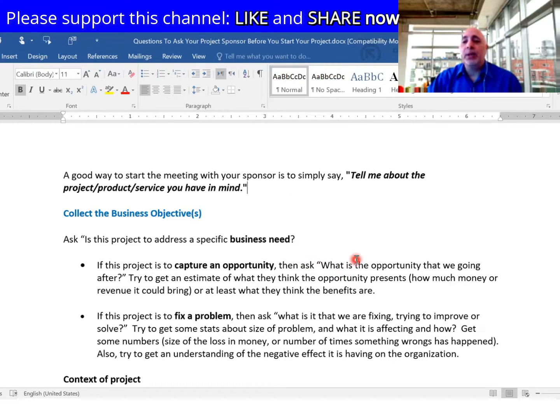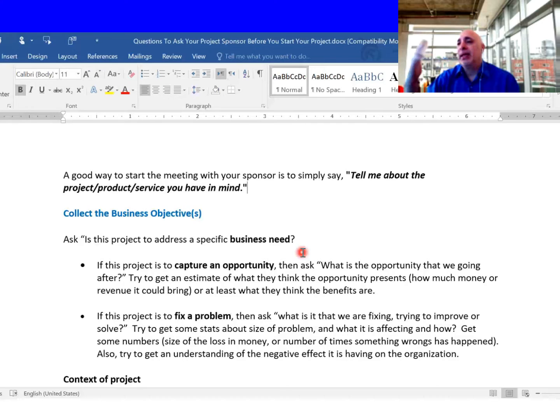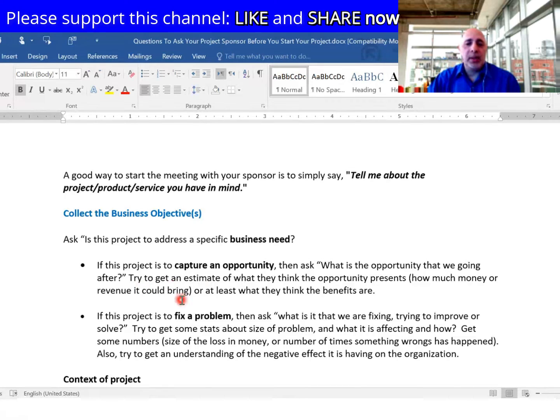And if the person you're meeting with doesn't have the answers, then they're probably the wrong sponsor. Sponsor is the one who's asking you to do the work, right? They tend to be someone senior, head of department, head of unit, whatever, and they're asking you to do this. So try to figure out what is the opportunity. Try to put some numbers if you can against it. If it's a problem, try to understand how significant this problem is. Do we have any statistics about it?